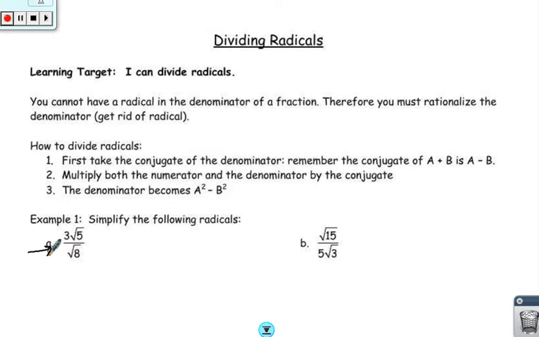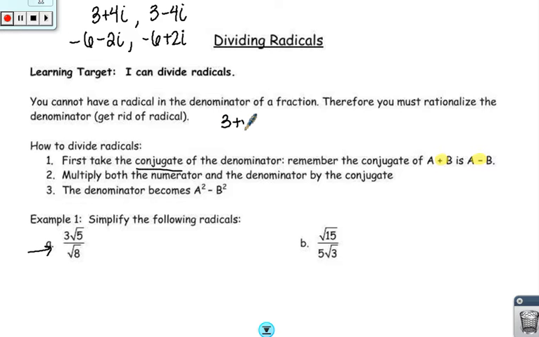You need to take the conjugate. Remember with imaginary numbers, if we had 3 plus 4i, the conjugate was 3 minus 4i. If we had negative 6 minus 2i, it was negative 6 plus 2i, to where only the sign in the middle changed. So the conjugate of radicals, if I had 3 plus the square root of 7, I would have 3 minus the square root of 7. If I had negative 8 minus 5 square roots of 2, then I would have negative 8 plus 5 square roots of 2. Only the sign in the middle changes.